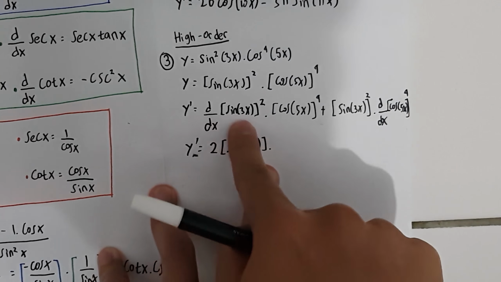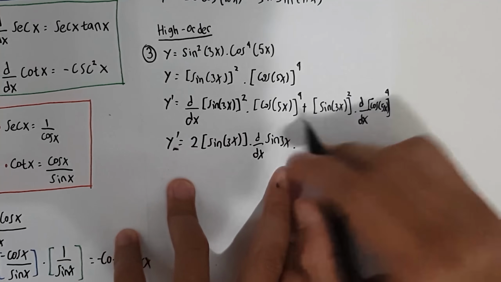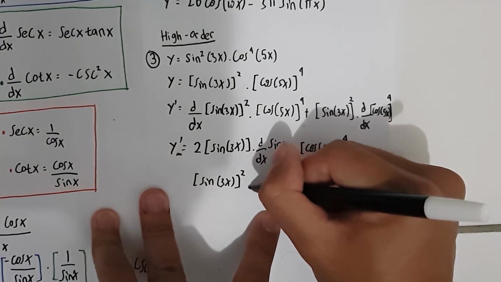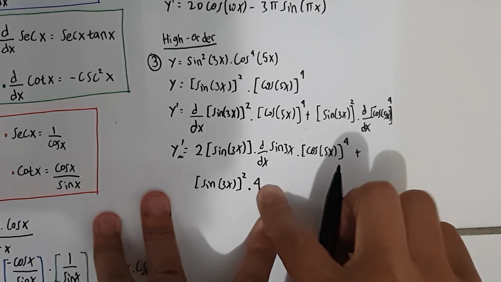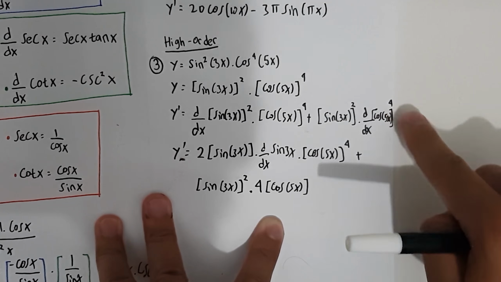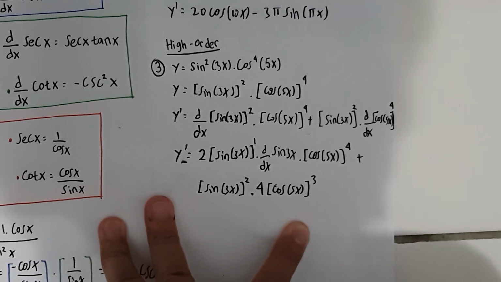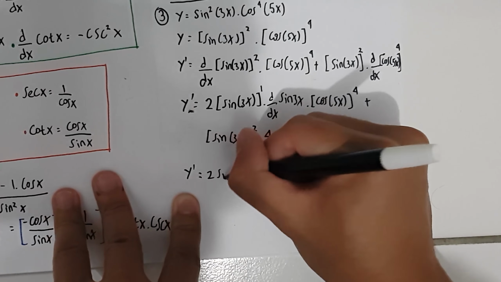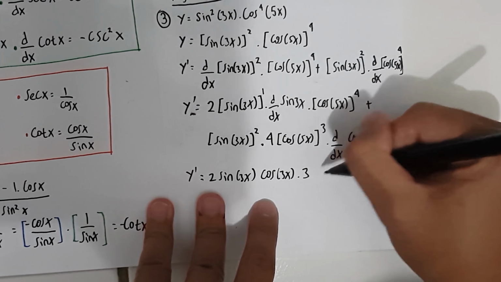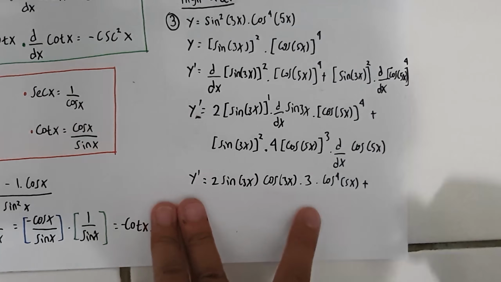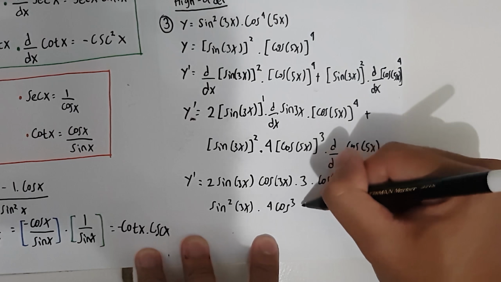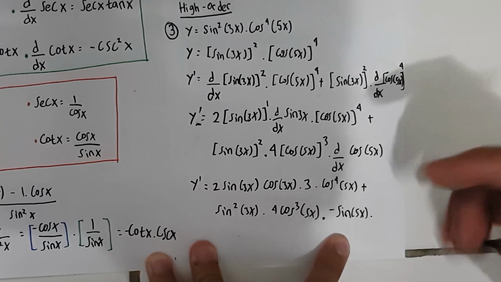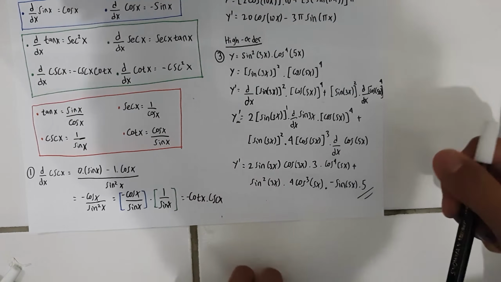Then to derive the sinus of 3x to the power 2, we need to times the inside function. Also, to derive the cosinus of 5x to the power 4, don't forget to derive the inside function. So it will be like this. Simplify it again. So we will get this result. And from here, we can simplify it more. So that's all for the trigonometric derivatives.